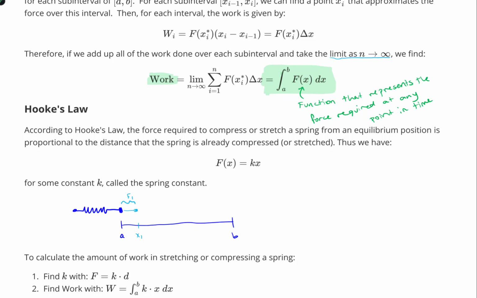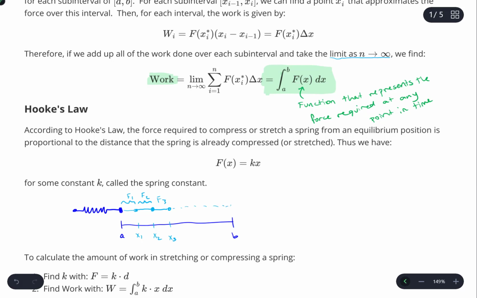But it's stretched a little bit, which means it's going to be even more difficult to stretch it out to another point down the way, x2. So it's going to require some new force to move it that much further, and so forth. So as we go out here to the end point, it will take more and more force. So that's where this function here comes from, measuring the amount of force for us.